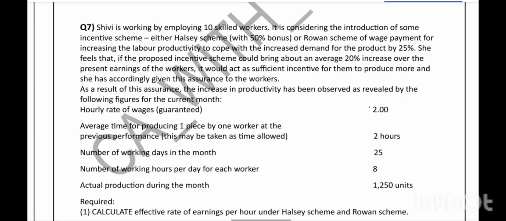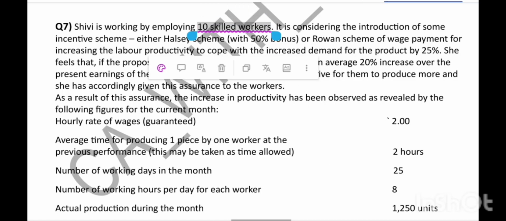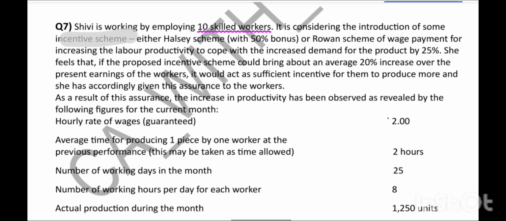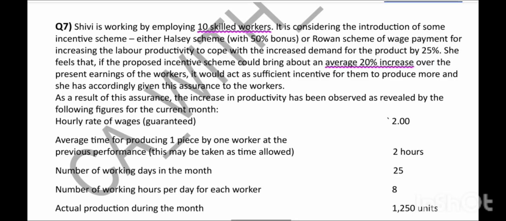So CV is working by employing 10 skilled workers, and she is considering the introduction of some incentive scheme, either Halsey with 50% bonus or Rowan's scheme of wage payment, for increasing the labor productivity to cope with increased demand for the product by 25%. She feels that if the proposed incentive scheme could bring about an average 20% increase over the present earnings of the workers, it would act as sufficient incentive for them to produce more, and she has accordingly given this assurance to the workers.